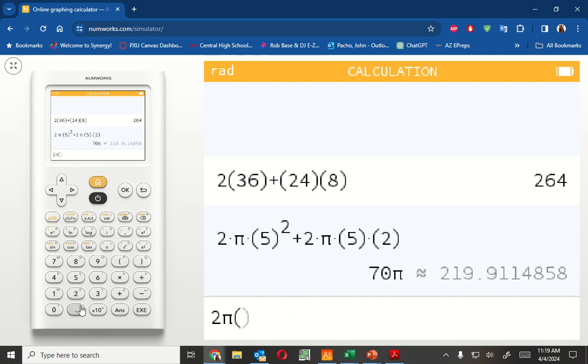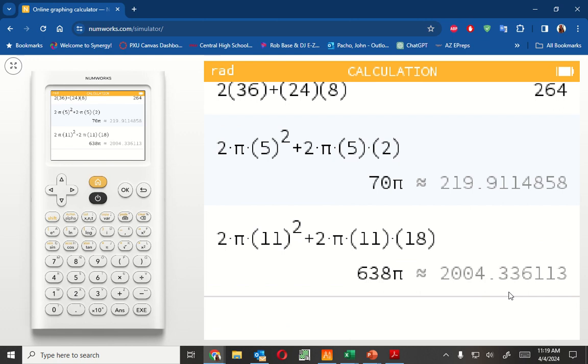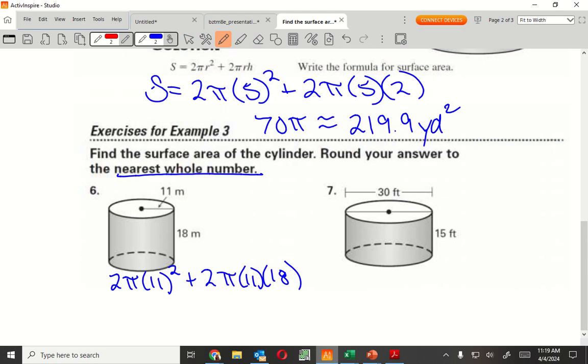Two pi 11 squared plus 2 pi 11 times, what was it, 18? What was the height? 18. Yeah, 18. And it says round to the whole number. So the whole number is going to be 2004, but does that 0.3 round up? It just drops off, right? So 0.3 is not enough to round it up, so it's just 2004. So it's approximately 2004 meters squared.